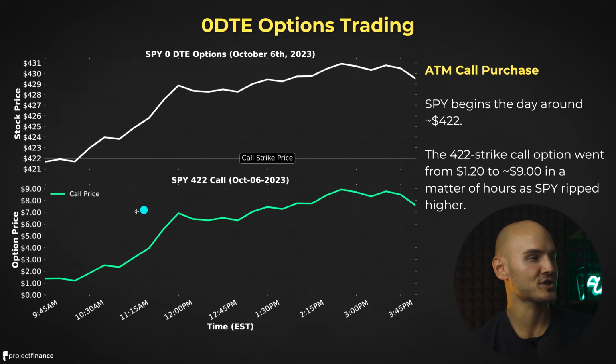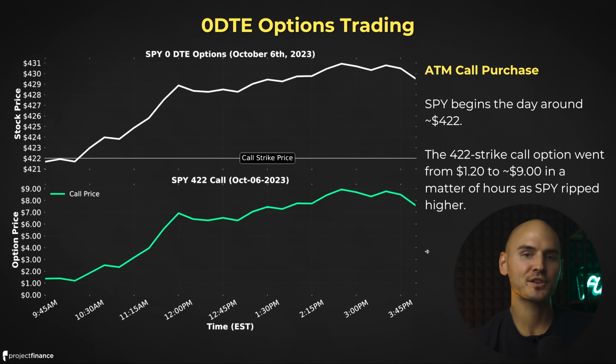And on the bottom part of this graph, we're looking at the call option with 0 days to expiration with a strike price of $422. We can see that this option opened with a price of around $1.20, let's call it, and reached a high price of $9 throughout the trading day. And this is because SPY had a massive run up, and this call ended deep in the money and basically had a 9x increase in its price throughout this trading day.